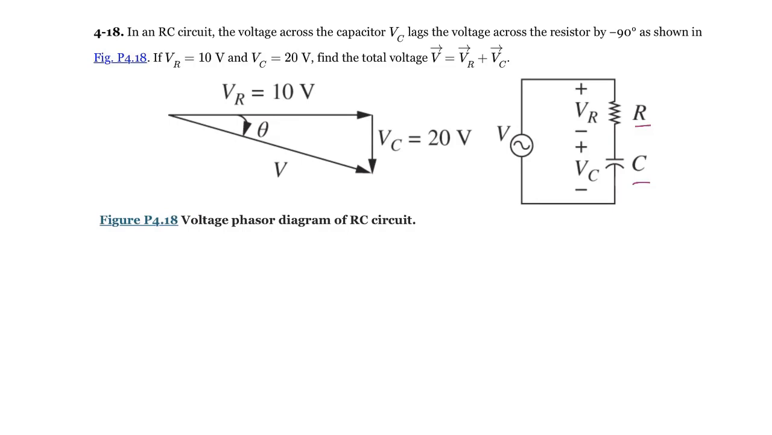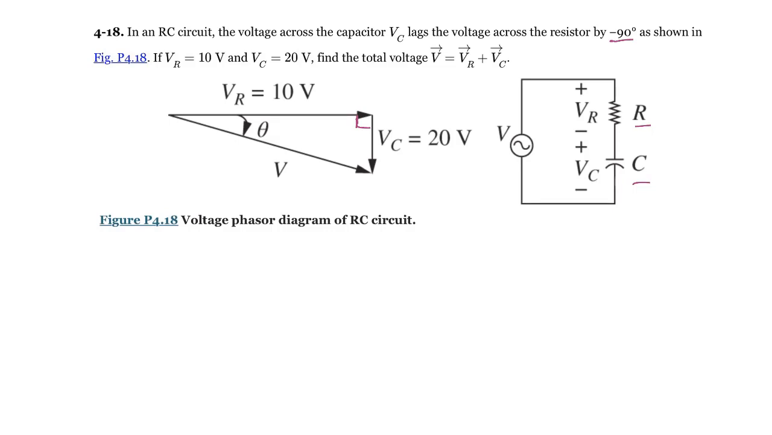Our voltage is going straight across. Our capacitance is going down because it's lagging at a negative 90 degrees. So this is 90 degrees here, but it's going negative. And it wants us to find the total voltage.